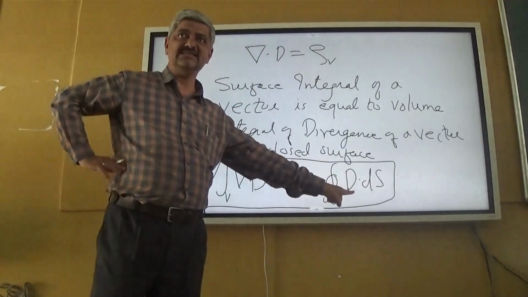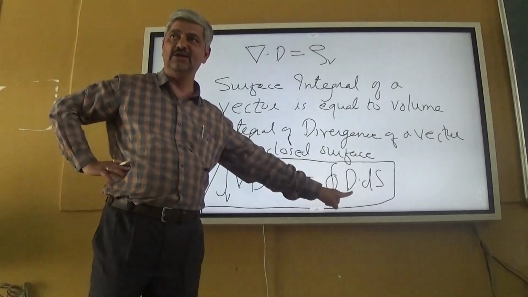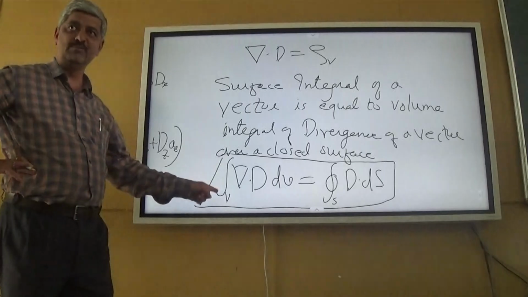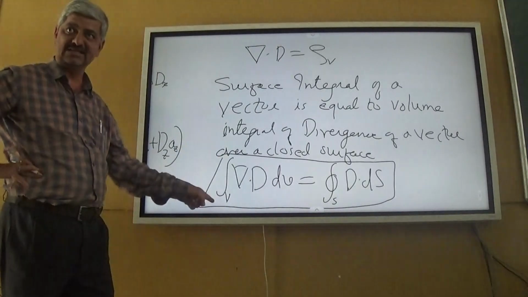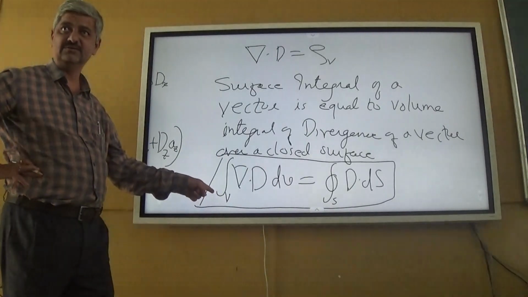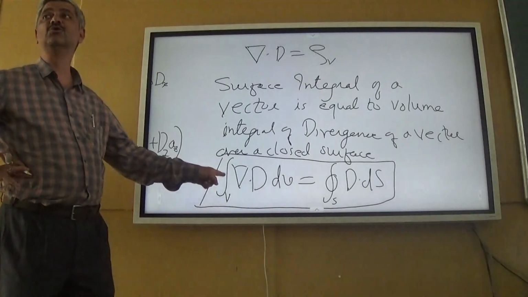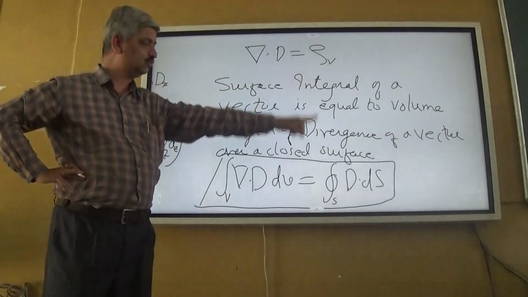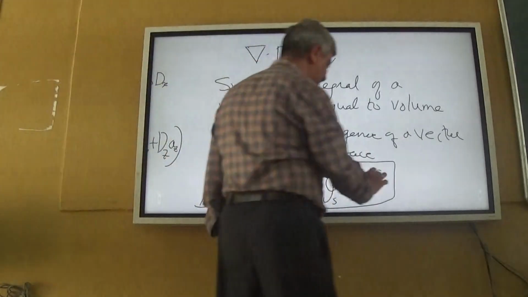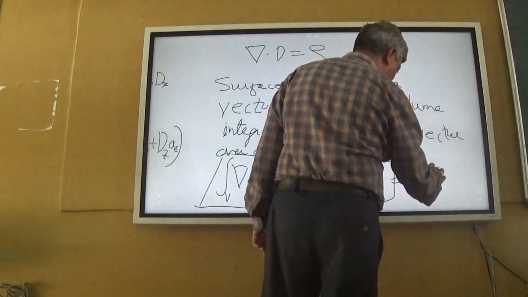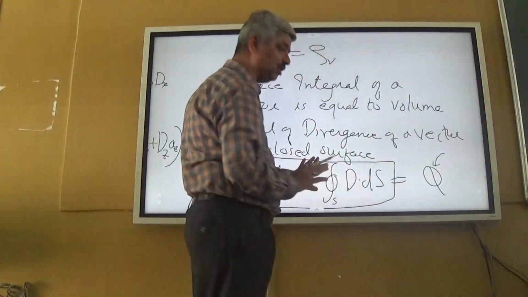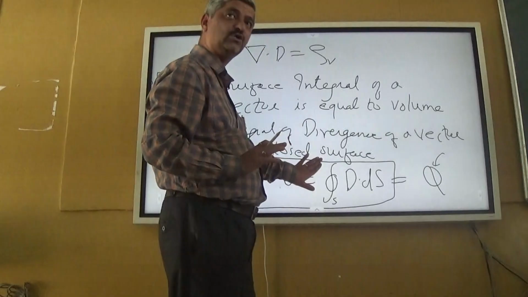The surface integral of a vector field over a closed surface is equal to the volume integral of the divergence of that vector field over the volume enclosed by the surface. This del dot D is actually rho. So D dot dS is equal to the charge enclosed, that is Q. But what is Q? By Gauss law, D dot dS over a closed surface is equal to Q.